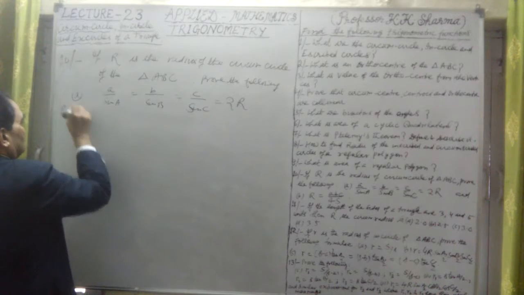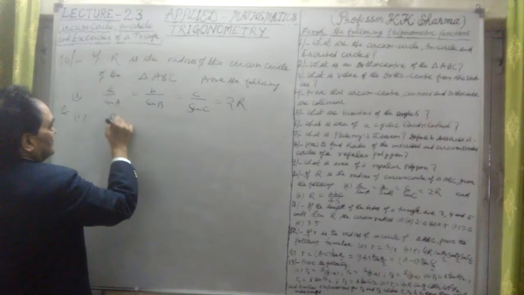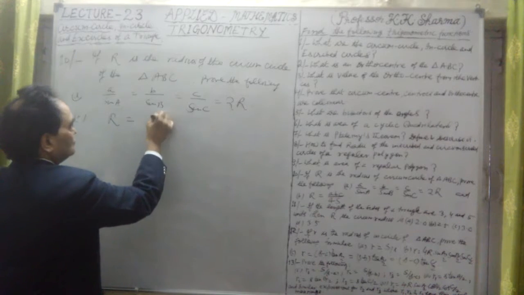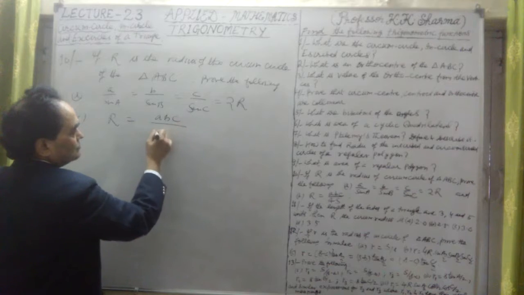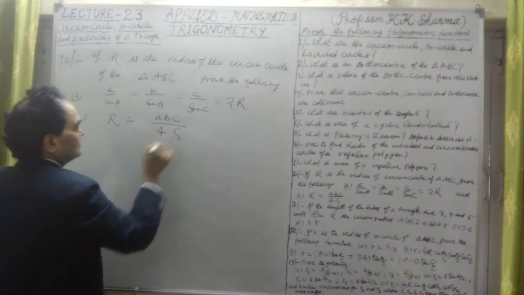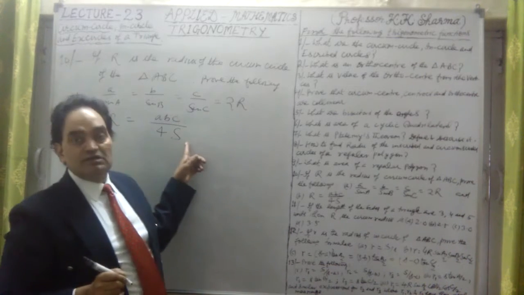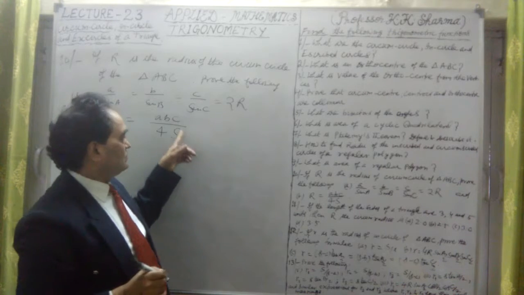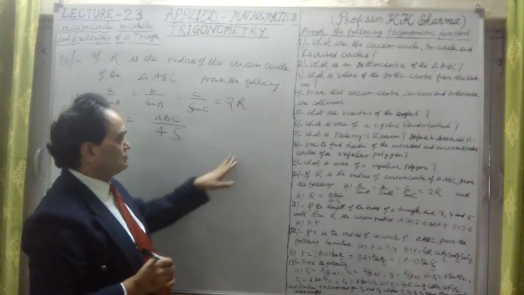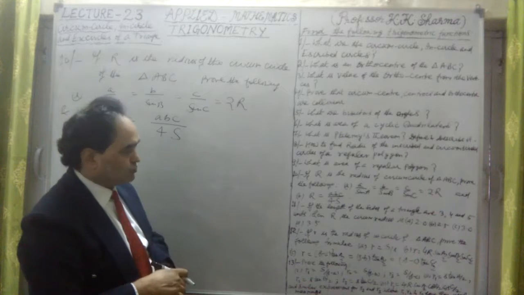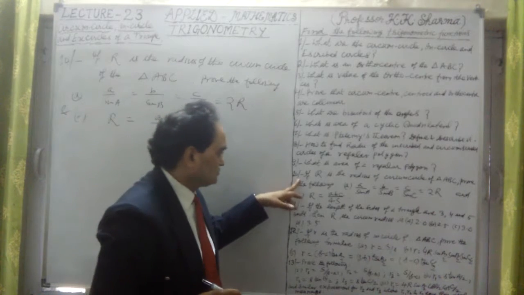And second part, we have to prove that capital R, the circumradius, is equal to abc upon 4 into capital S. But capital S is the area of the triangle. This capital S denotes the area of the triangle. So these are the two parts of this whole question. Okay, this is the 10th question.